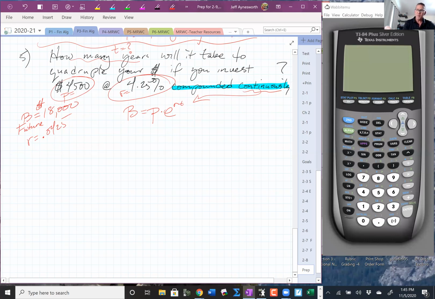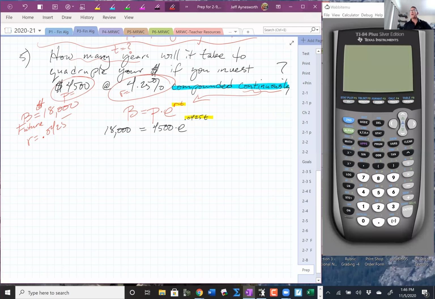Okay, so here we go. Let's put in our numbers and let's do some mathematics here. So we want $18,000. If we invest $4,500, there's your principal, times e, Euler's constant, to the rt power. So 0.0425 times t. Notice the exponent. Your goal is to solve for t, the number of years, and it's in the exponent again. Anytime the variable you need to solve for is in the exponent, it involves a log every single time. Always make a note of that to yourself: always involves a log.